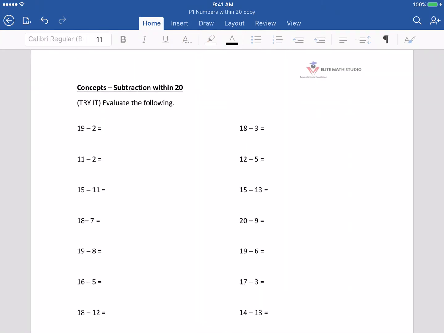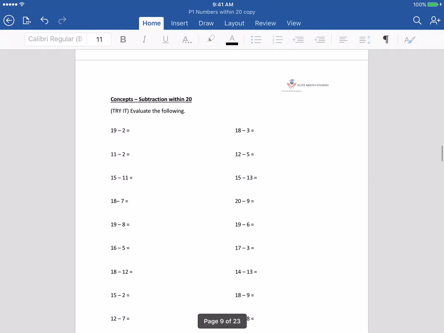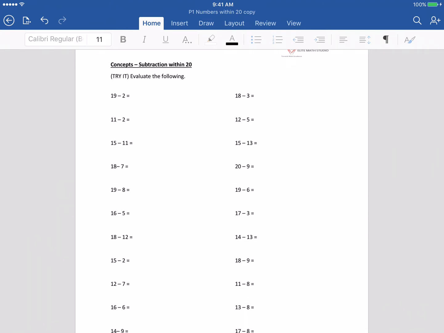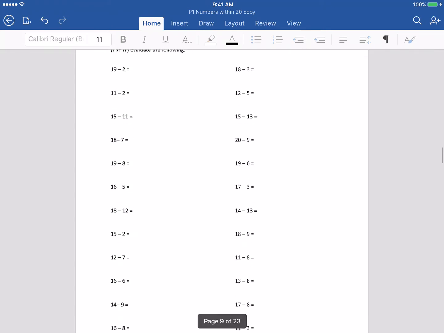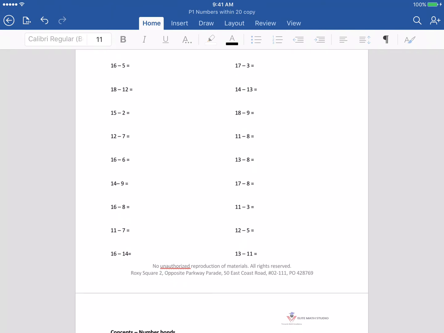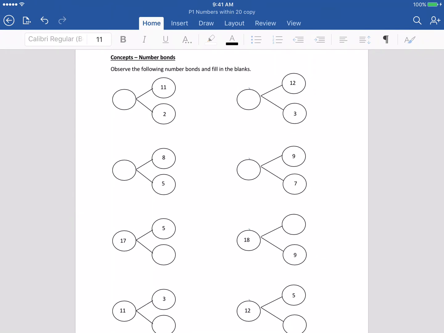Okay, the next exercise, the next page, is the same thing. The next page is an exercise for you to do subtraction within 20. Either you can do it mentally or work it out. The most important thing is to get the right answers. Okay, so next we'll do number bonds.